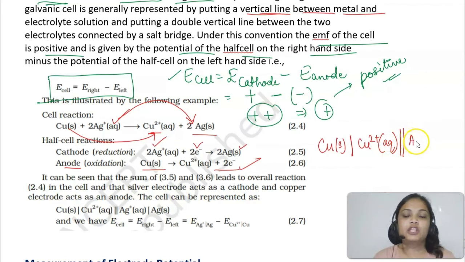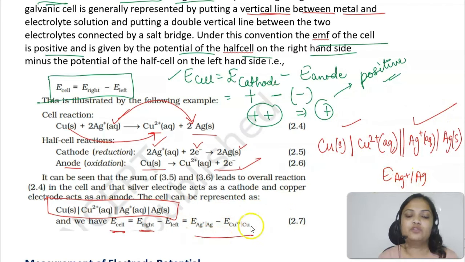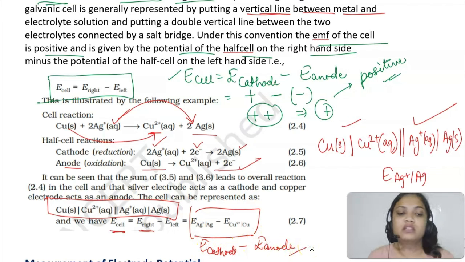Now we will write the reaction of the cathode. Here Ag plus is getting converted to silver and gets deposited on the cathode. So S means solid, Aq means aqueous. So this is how the cell is going to be represented, and E cell will be E right minus E left. So on the right we have E of Ag plus to Ag minus E of copper 2 plus to copper, meaning you can say E cathode minus E anode. Okay, so this is how we can calculate the EMF of the cell.